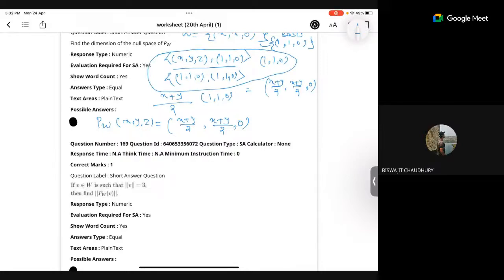Can you tell me what will be the rank and nullity of the matrix for this PW? To find the null space, you just need to equate this to zero. If you equate this to 0, you get X plus Y by 2 equal to 0, so X is equal to minus Y. And Z is 0 already given.